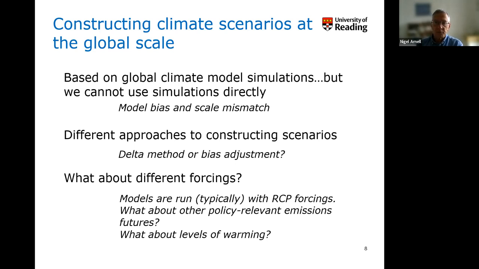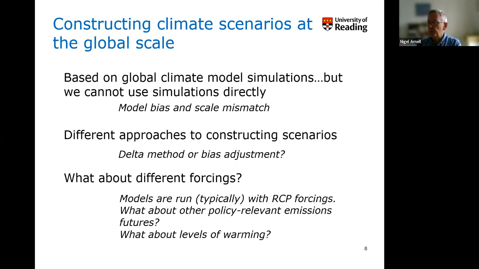So there's this disconnect between what users often want to know about future climate and what the climate modelling community, for good reasons, are able to produce. So for example, we might want to say, what are the effects of the agreements made in COP26 on the impacts of climate change at the global scale? We can't directly infer that by using a climate model and then working out what the impacts and consequences are.